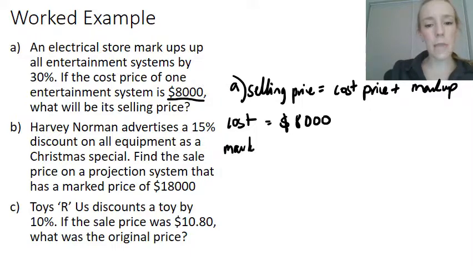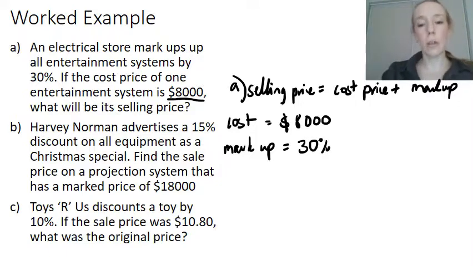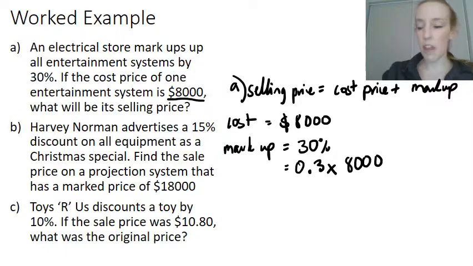So the markup is 30%. It'll be 30% of $8,000, so we need to work out what that is. I'm going to turn 30% into a decimal, 0.3, multiply that by the cost of the entertainment system, which is $8,000. And that will give us a markup price of $2,400.